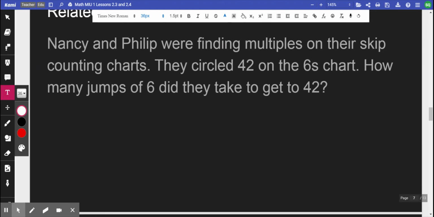Let's look again. Nancy and Philip were finding multiples on their skip counting charts. They circled 42 on the 6's chart. How many jumps of 6 did they do to get to 42?